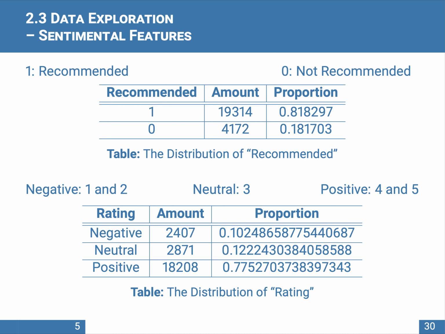As we can see here, over 80% of the data is tagged as recommended. Therefore, the data is imbalanced. We'll offer the solution to it in section 4.